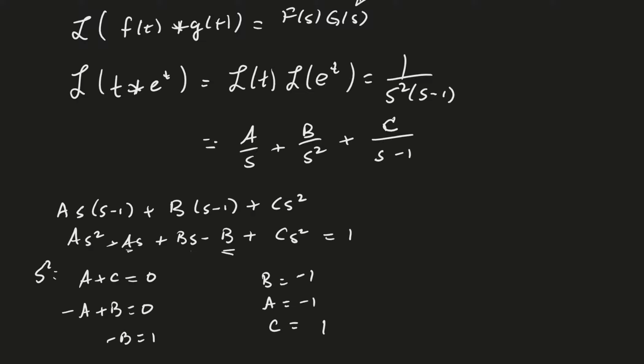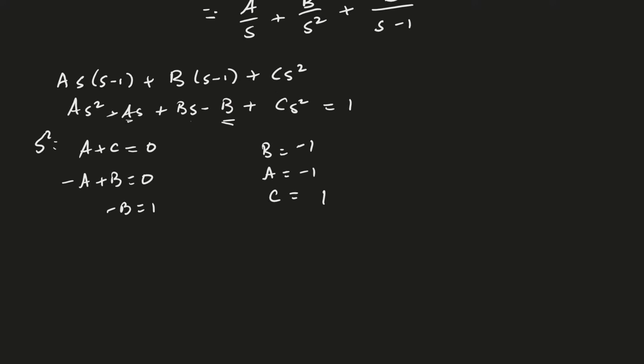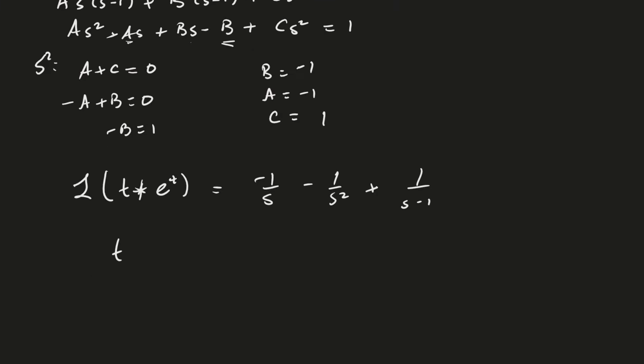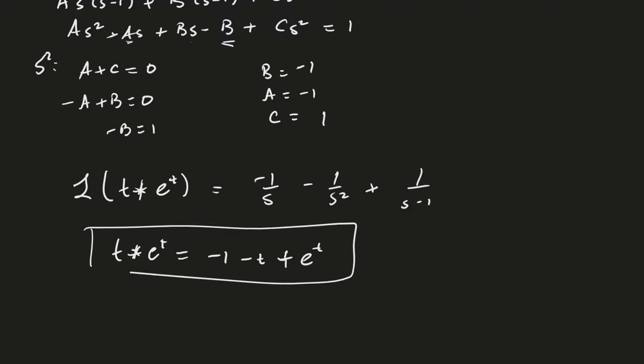Good. And so then following this along, we get that the Laplace transform of t convolved with e^t is equal to minus 1/s minus 1/s^2 plus 1/(s minus 1). Good. And now we can take the inverse Laplace transform of both sides to get that t convolved with e^t is the inverse transform of this, which is minus 1 minus t plus e^t. Very good. All right. So that's some good practice there with the convolution.